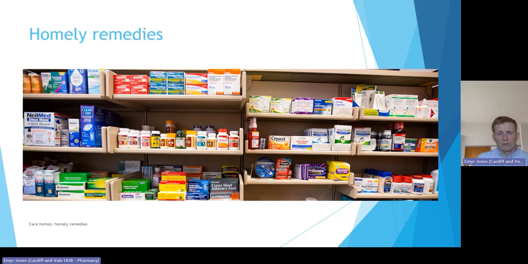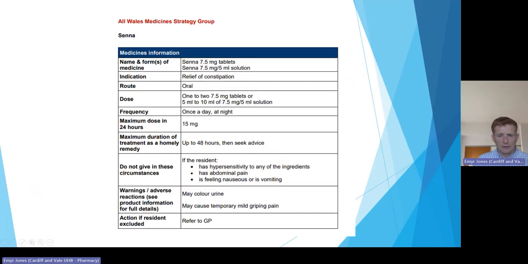So they can have a homely remedies policy within the care home and stock a range of over-the-counter medication, so they can support the immediate need of that resident, and then only contact the prescriber if symptoms persist. So if they agree to stock such products, they'll need to develop their own policies, and they could use the template provided in the AWMSG toolkit as a starter. So just an example here of what was included.